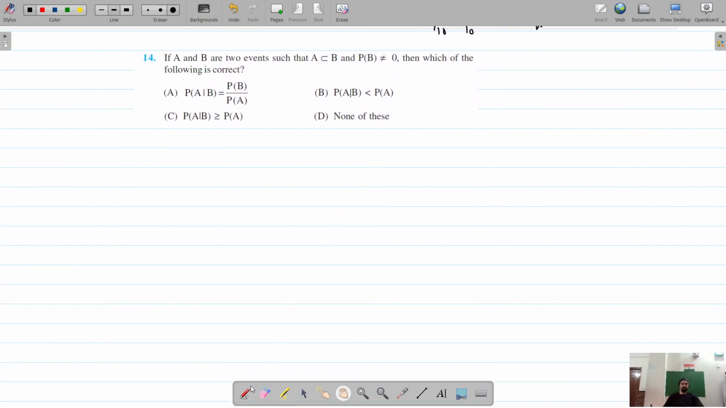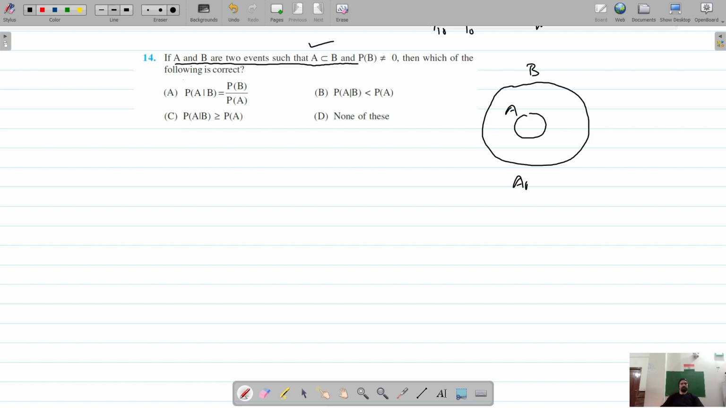Moving on to question number 14. It says A and B are two events and A is a subset of B. So A is a subset of B means that all the elements of A are in B. And in this case, A intersection B is A.